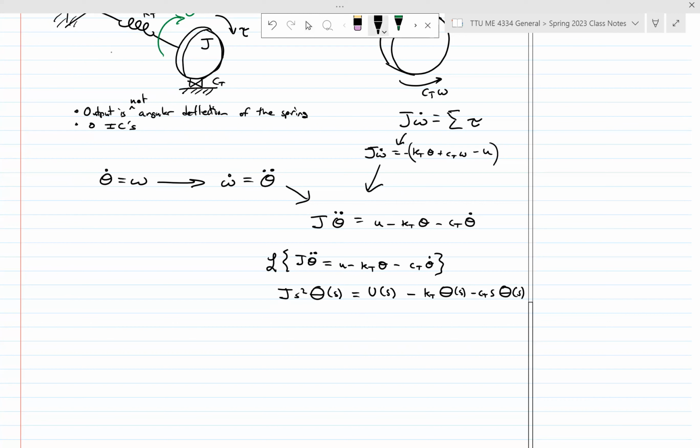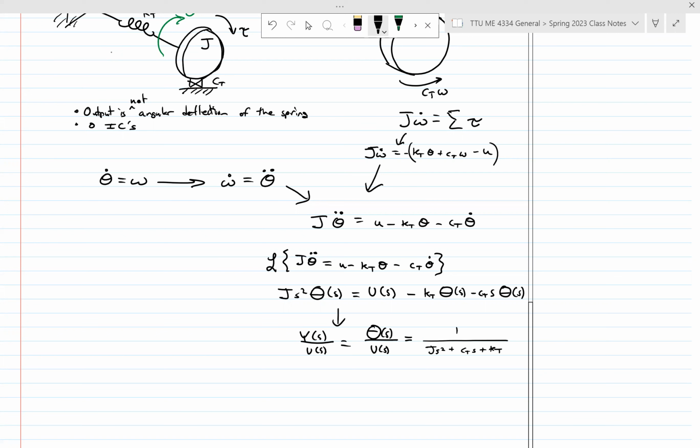Theta, right? Okay, so you guys tell me, what is Y over U, which in this case is theta over U? And it should look familiar, right? We just move all the thetas to one side, combine those terms together, divide by that, divide by U. We should end up with 1 over Js squared plus Cts plus Kt, right? Looks really, really similar to a lot of the different equations that we've actually done already.